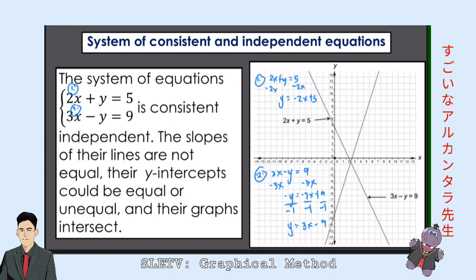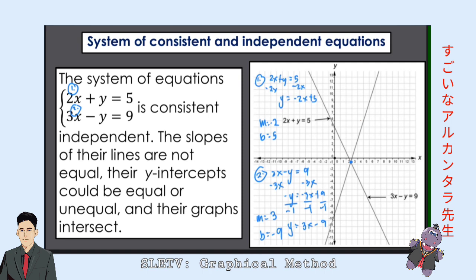And you can already see here that the slopes are different. The slope in the first one is negative 2. The slope for the second one is positive 3. The y-intercept here is 5. The y-intercept for the second one is negative 9. So you can already notice that they are both different. And when we say that they are intersecting, the point of intersection is what we call the solution. It's a fraction, by the way, that's why it's in there.